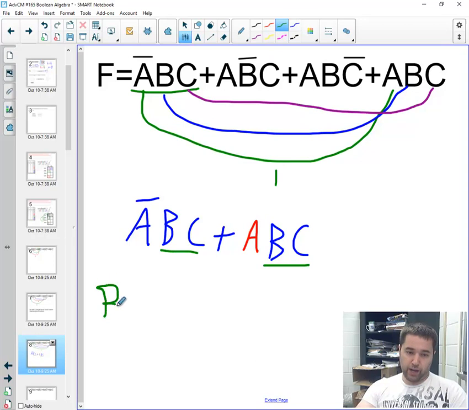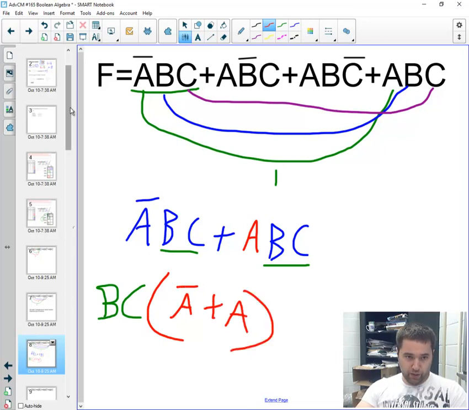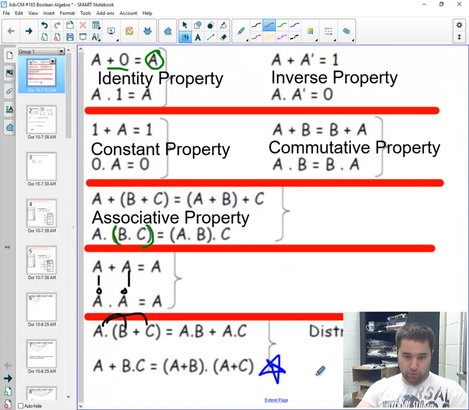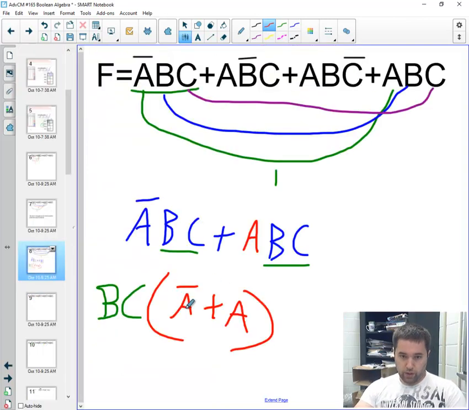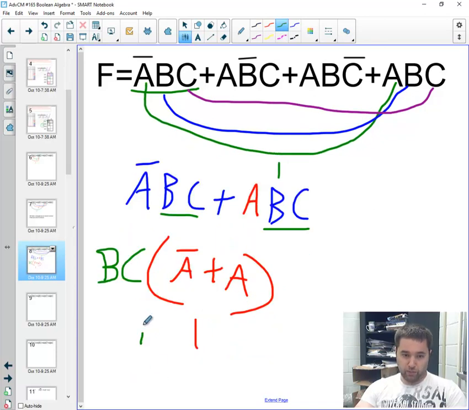We can factor out the BC. We are left with not A plus A. The reason why we can factor this out is this rule right here. The A is the BC we factored out. Next thing we're going to be doing is this rule right here. A plus not A, what does it equal? 1. So, not A plus A equals 1. We bring down the BC. What's BC times 1? Equals BC.